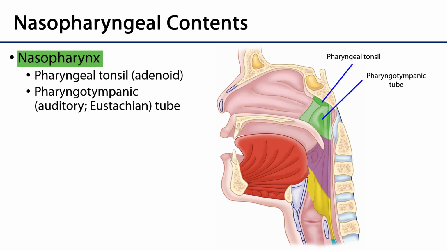So let's take a look at some of the contents of the various regions of the pharynx. So let's start with the nasopharynx. Superiorly, there in the mucosa is a collection of lymphatic tissue called the pharyngeal tonsil, or the adenoid. The pharyngeal tonsil is at its greatest mass early in childhood, and then it atrophies over time.